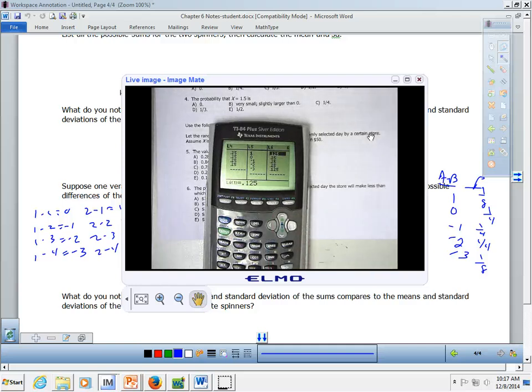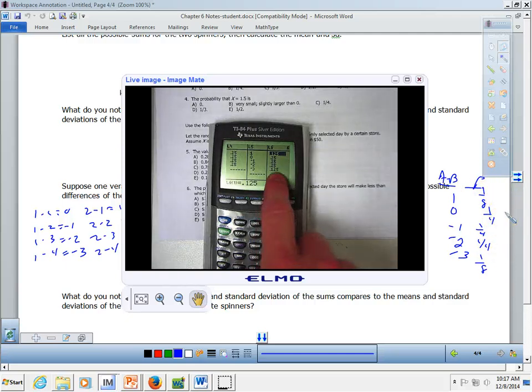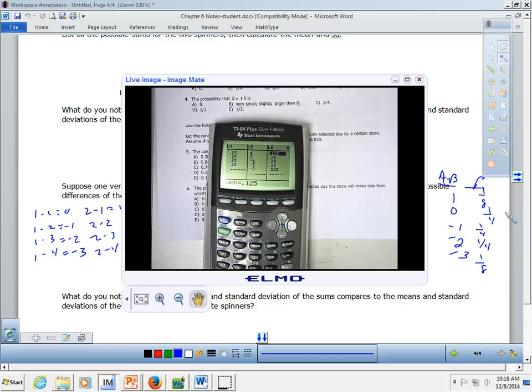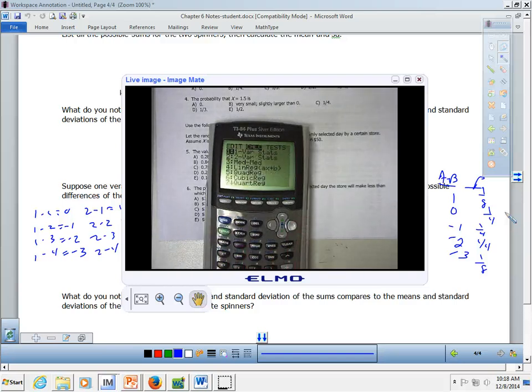1, 0, negative 1, negative 2, negative 3. Because as you see up here, the probabilities are bookended by 1/8, and they're all 1/4 in the middle. And if you look at your list, it's the same way. So let's just go grab your one variable stats and see what happens. List 5, list 6, we're in good shape. You hit enter, and boom.